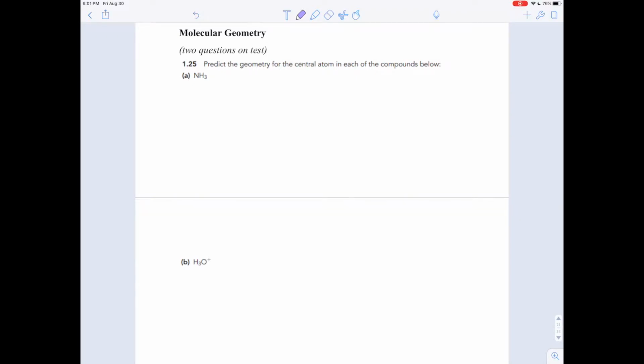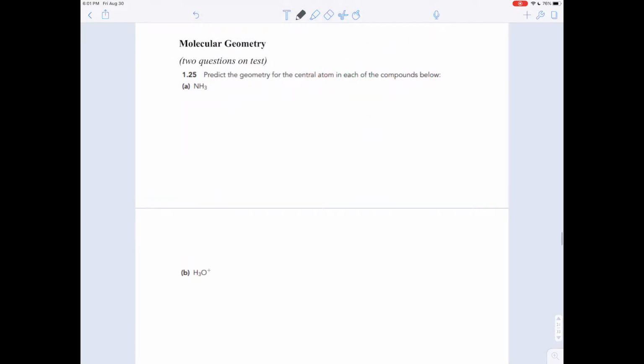Question 125 is asking you to predict the geometry for the central atom in a few of these compounds. So what shape do these molecules have?